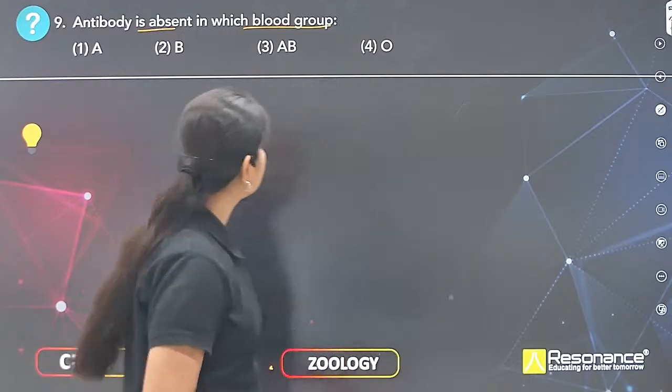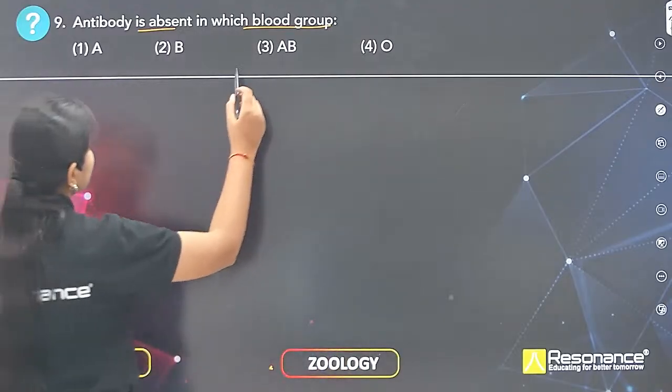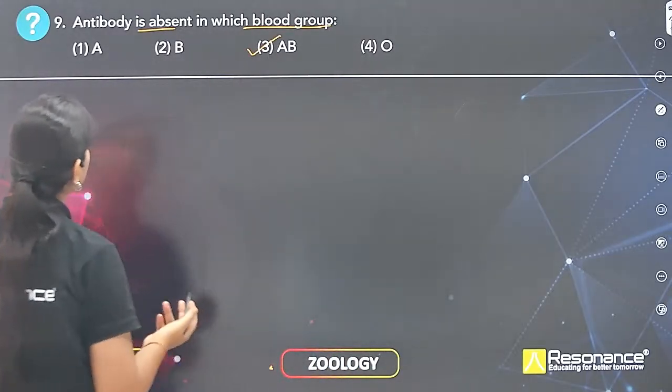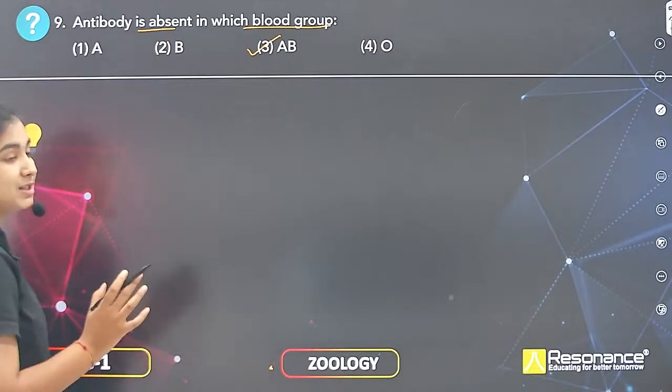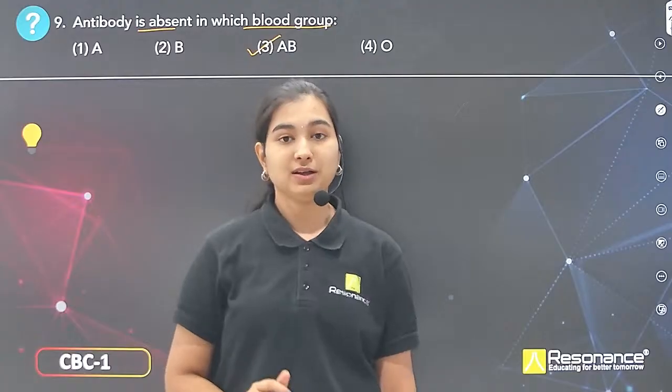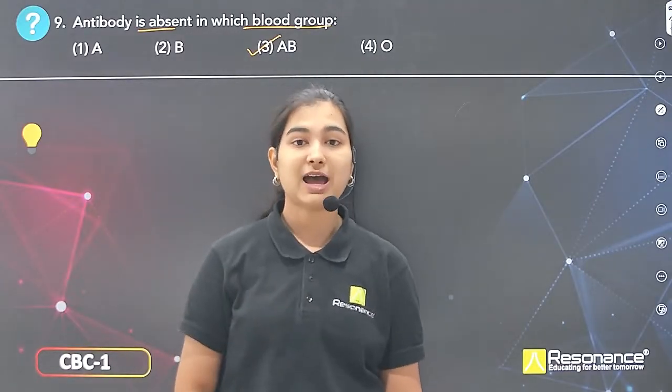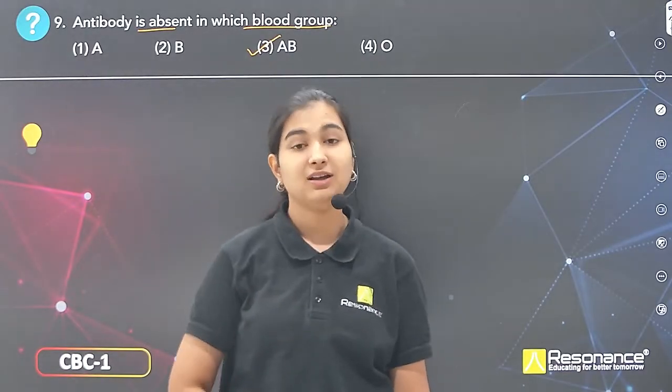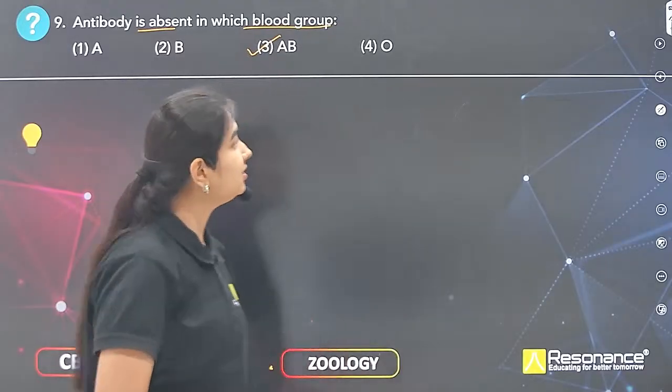Okay, so that is obviously which blood group? That is blood group AB. So in blood group AB you have two antigens, that is antigen A and antigen B. So you don't have any antibodies in the plasma. Got my point? Because if the antibodies are present in the plasma, then what will happen? That results in the clumping.